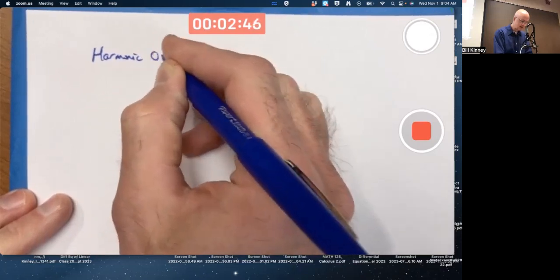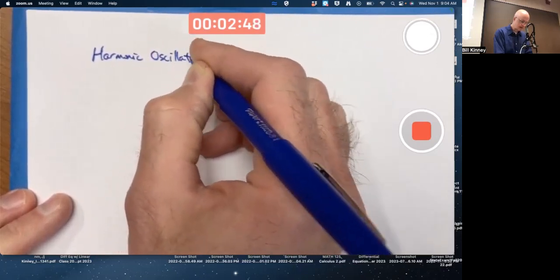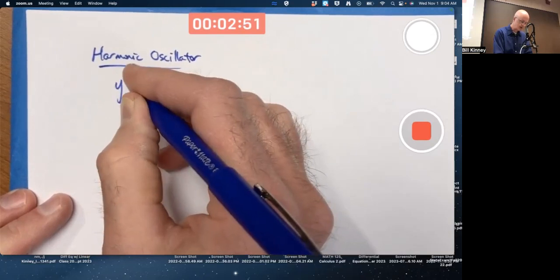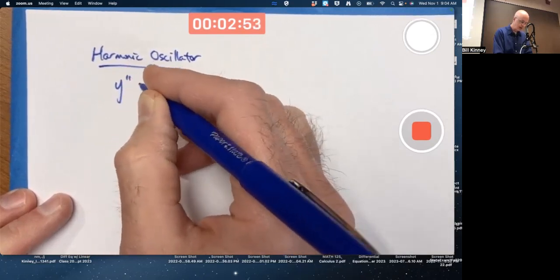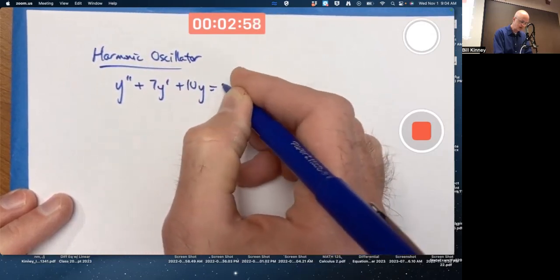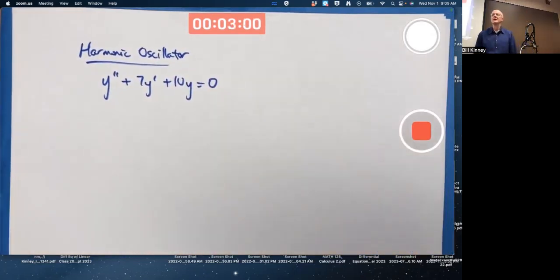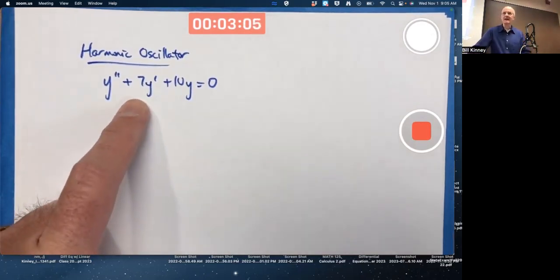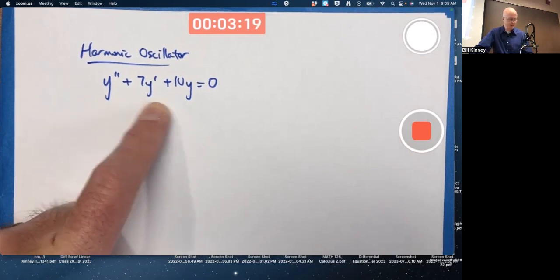Harmonic oscillator, and I'll just go ahead and use prime notation for quicker writing. y double prime plus 7y prime plus 10y equals 0. It is a damped harmonic oscillator because you have a damping coefficient. The coefficient of y prime is a damping coefficient. Anytime that's greater than 0, there's going to be damping or friction present, and your oscillation is not going to go forever. So that's the 7.